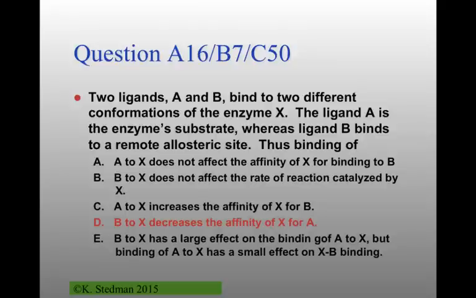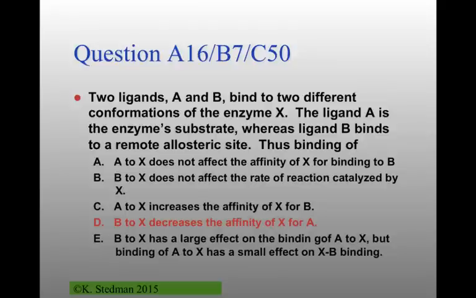Two ligands A and B bind to two different conformations of the enzyme X. Ligand A is the enzyme substrate, whereas ligand B binds to a remote allosteric site. Thus, binding of A to X does not affect the affinity of X for B, and does not affect the rate of the reaction. A to X increases the affinity of X for B; B to X decreases the affinity of X for A; B to X has a large effect on the binding of A to X, but binding of A to X has a small effect on A to B binding.